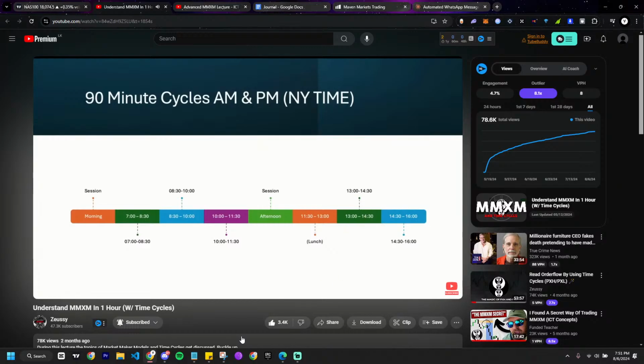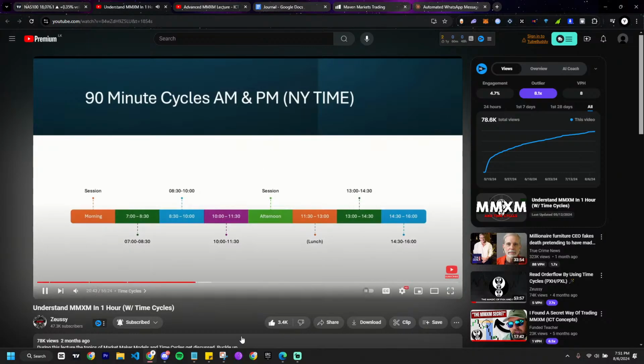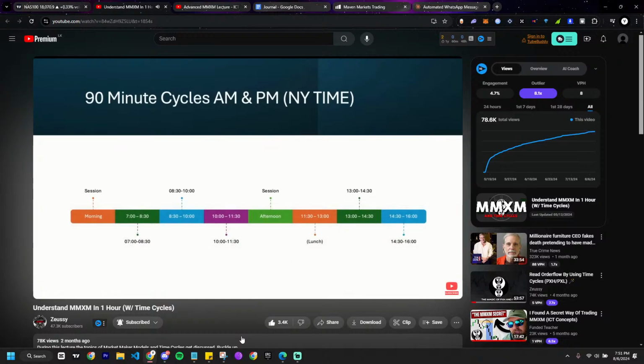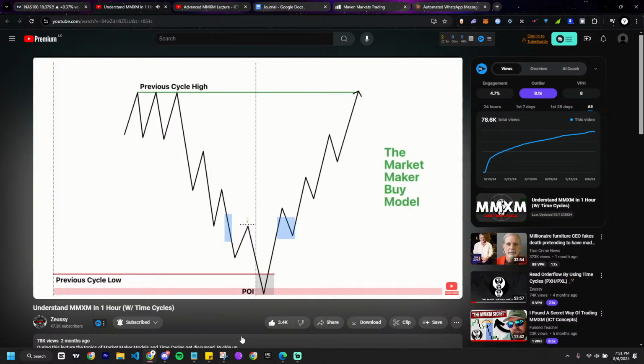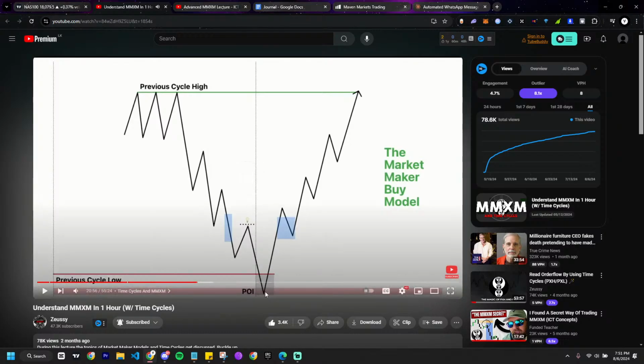This is how we're objectifying our approach within the lower time frames throughout the sessions. First of all, we refer to the session's liquidity, the previous session's liquidity, but we can also refer to these 90-minute cycles as key highs and lows to look out for. If we take a look at the market maker buy model, we have a high time frame PD array, which is a point of interest.